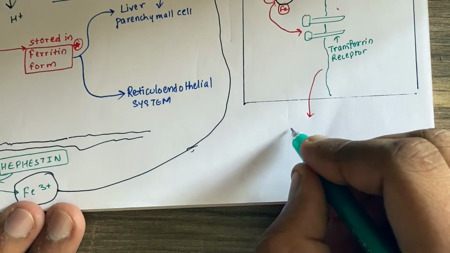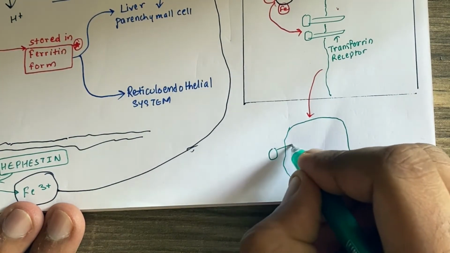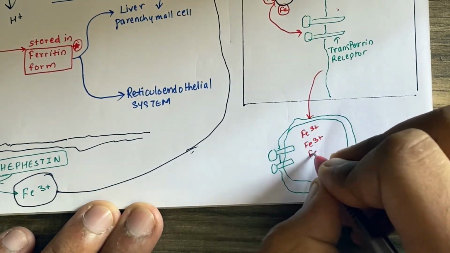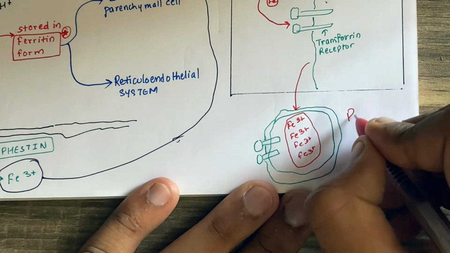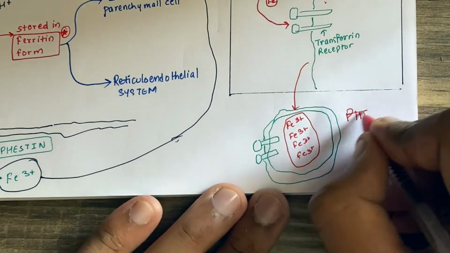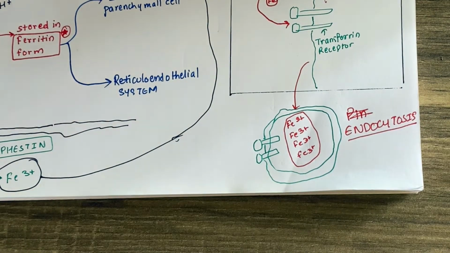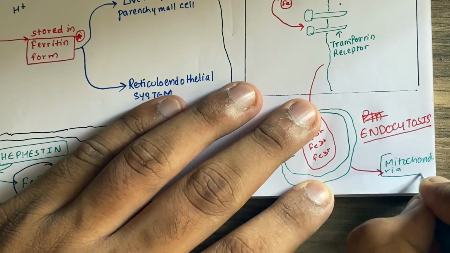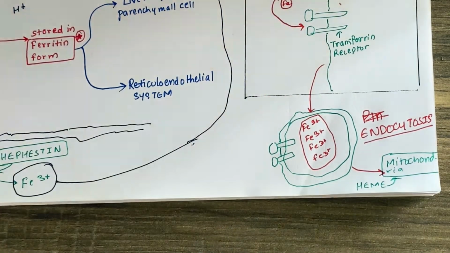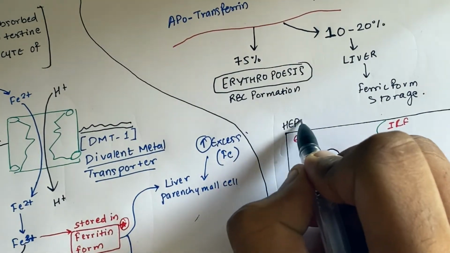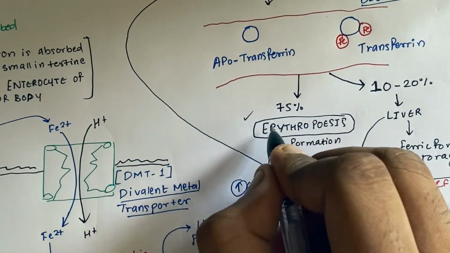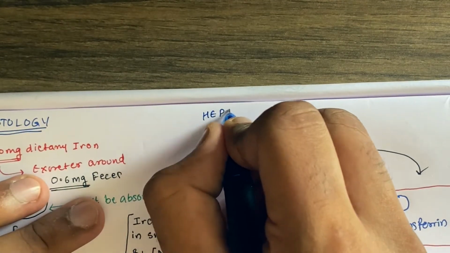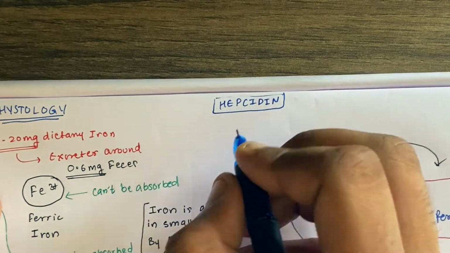It basically gets taken inside through endocytosis, with 2 transferrin and 4 molecules of iron inside, and these are mostly delivered into mitochondria, which synthesize heme in our body. And hypochromic anemia occurs when iron fails to go to erythrocytes.